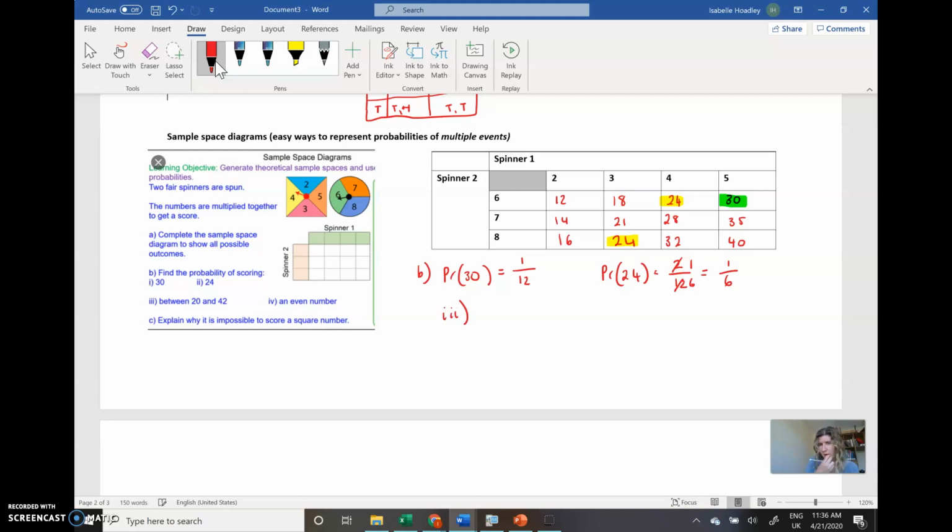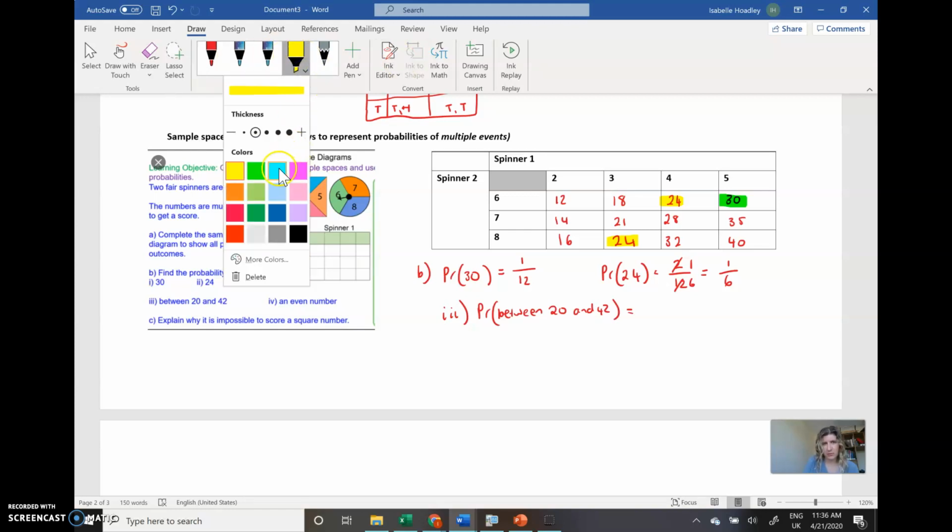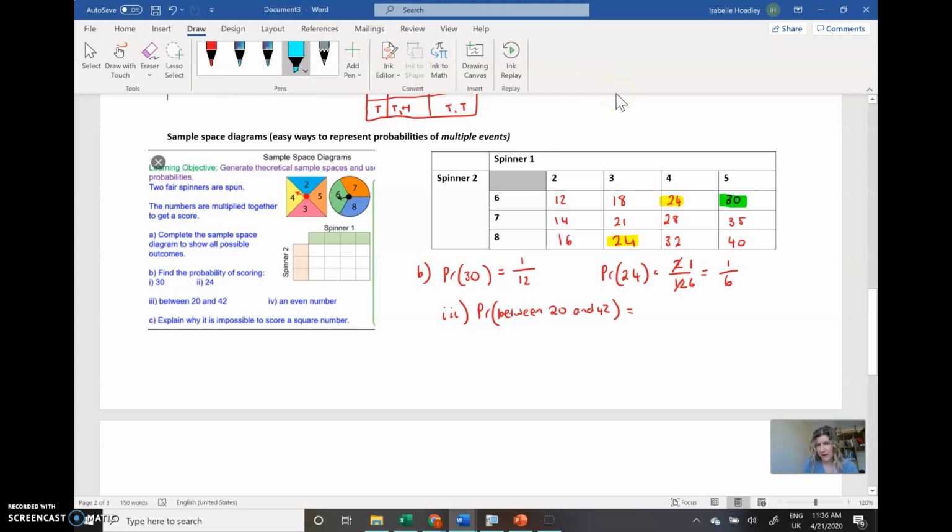Okay. Between 20 and 42. So I'm going to make this a little bit easier on myself because I can see that there's lots of numbers that are between 20 and 42, and there's only a few numbers that are less than 20. So that's the way I'm going to work it out. I'm going to count all the ones that are less than 20 instead. So 16 is less than 20, 14, 12, 18. Now there's no numbers that are bigger than 42, so that's fine.